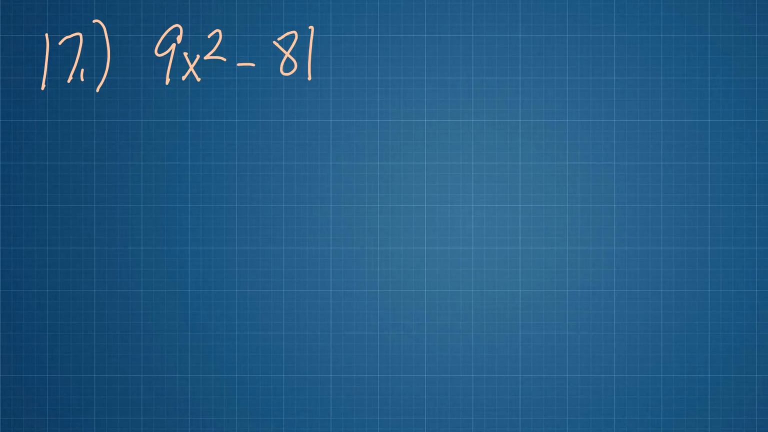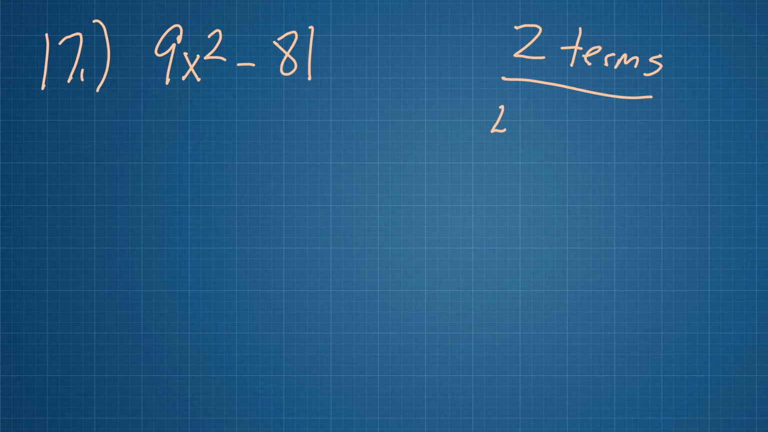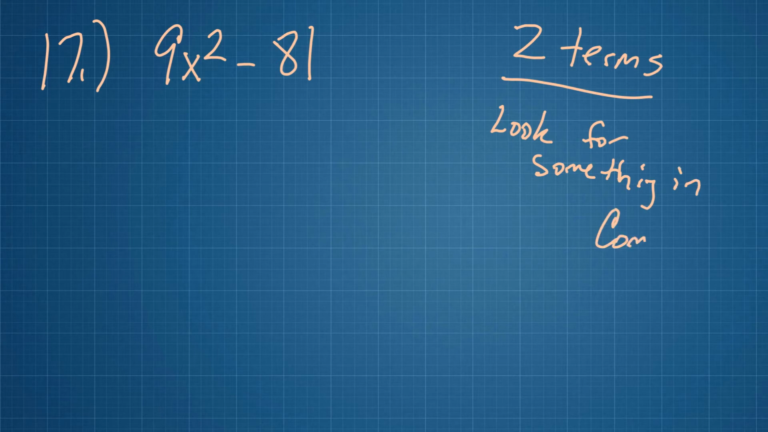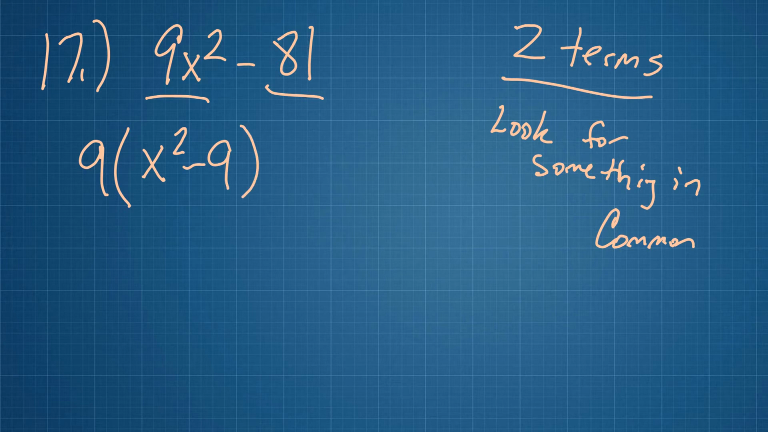All right, 17. I look at 17, I have 9x squared minus 81. That has 2 terms. A lot of people are going to just start and use it just like with 2 terms, but the first thing I'm going to do is look for something in common, because that's going to make my life easier in the end. I notice that both 9x squared and 81 can be divided by 9, so I factor out that 9. That leaves me with x squared minus 9 inside the parentheses.